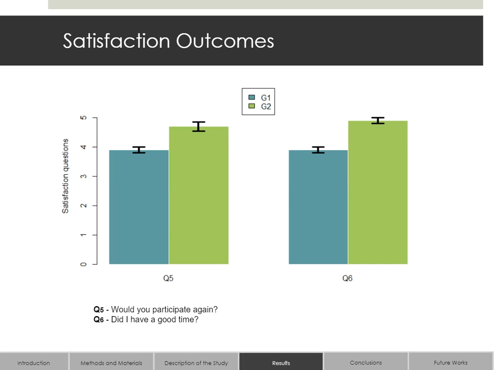To determine the outcomes for satisfaction, the participants answered questions 5 and 6 after their exposure to the virtual environment using visual stimulation with the HMD Oculus Rift. Also, statistically significant differences were not found between Group 1 and Group 2 in both questions. In addition, the participants of both groups stated that this tool could be useful for the training which pilots need to carry out permanently. 19 out of 20 affirmed they will participate again and had a good time when they carried out the virtual test.